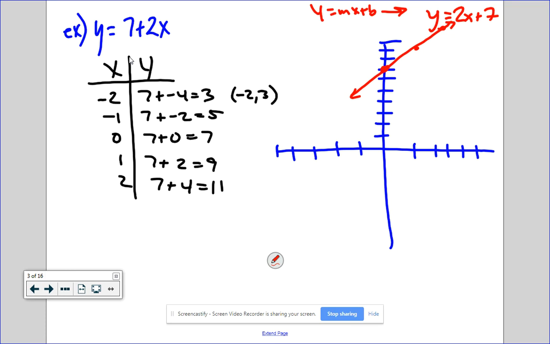Why would you use the table instead of the way you just used?